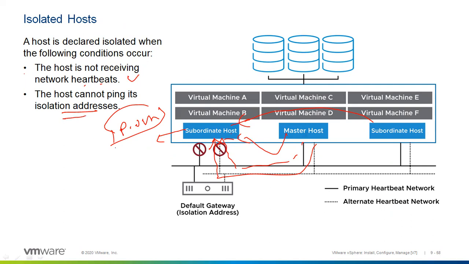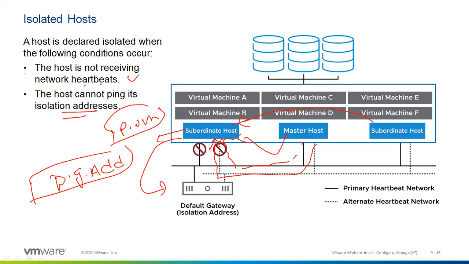What is the isolation address? Isolation address is my default gateway address. You remember whenever you put the management IP, you put a default gateway. So that default gateway is by default the isolation address. So in this case, this host pinged and there is no response. Secondly, this host tried to ping the gateway IP and it's not getting a response either. So it means it is in an isolated state. No network communication is happening with that particular host.